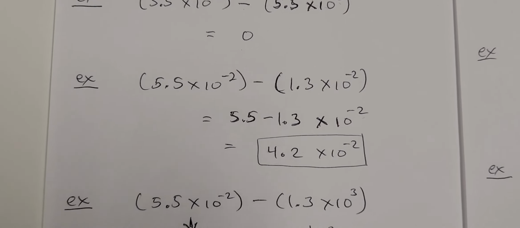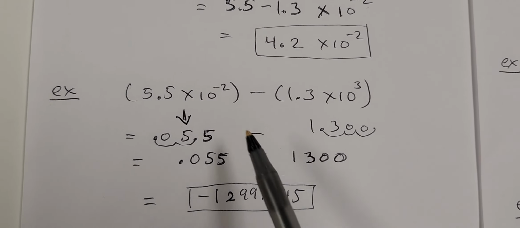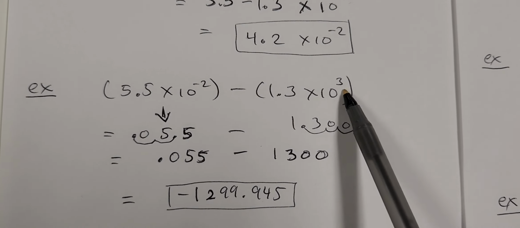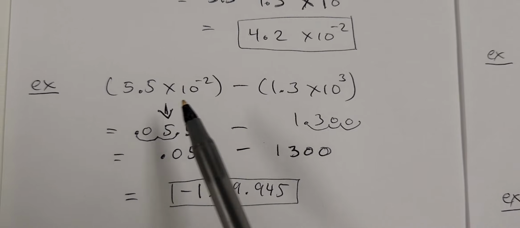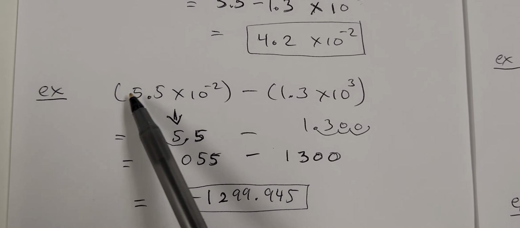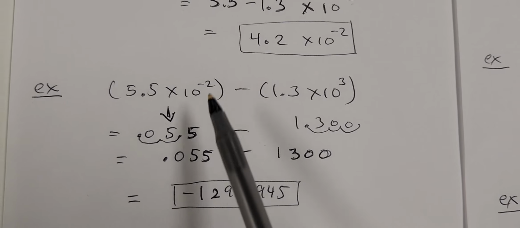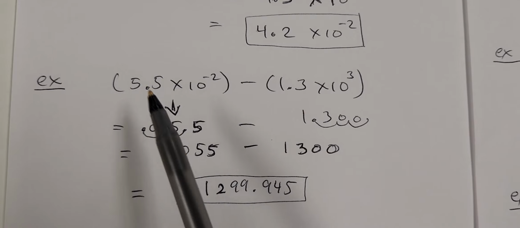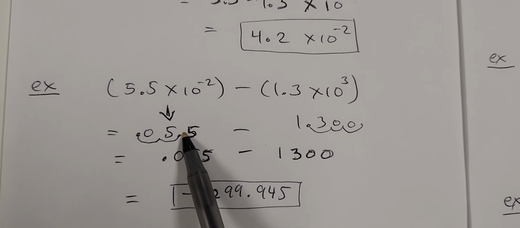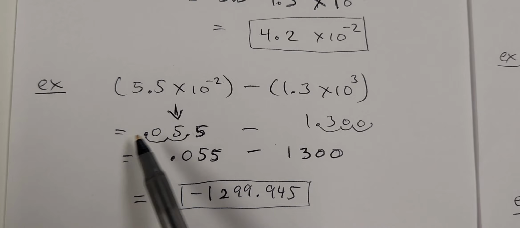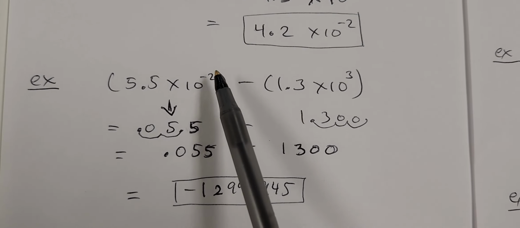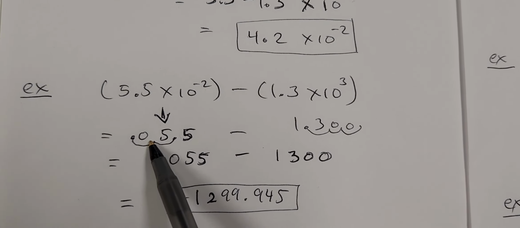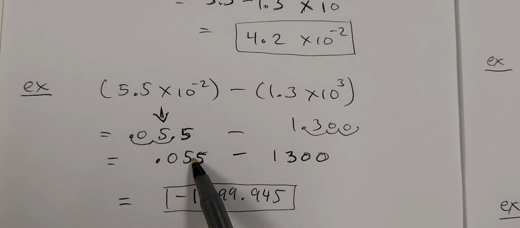Okay, next example: what happens when the first numbers are different and the powers are also different in subtracting? So in this case, we need to change the 5.5 into decimal. Since this is -2, start at the decimal and go 2 to the left because this is -2. So 1, 2, so it is 0.055.